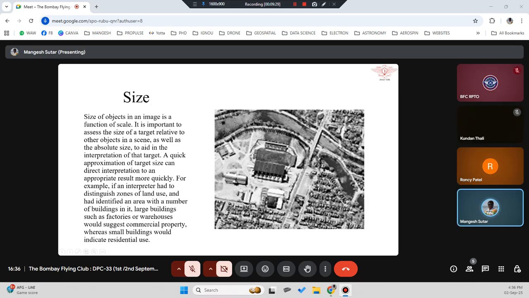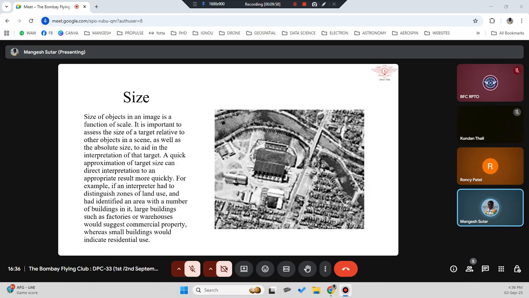If you see this particular image, you can see there is a big warehouse in the center, and then there is a road surrounding it, and on the other side of the road there are a lot of small houses, which are maybe a residential area for people who would be working in this kind of big structure, a factory or a warehouse. So people would be working over here and staying next to that in small houses. So basically, size gives us a function of the scale.